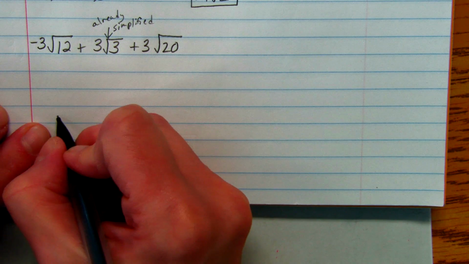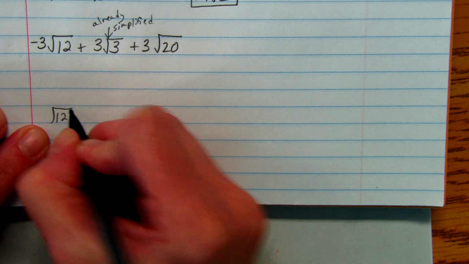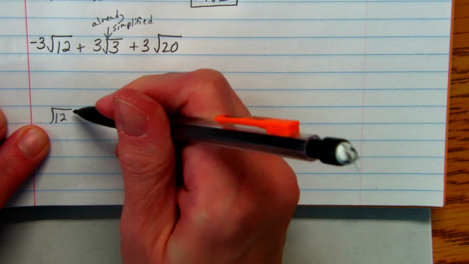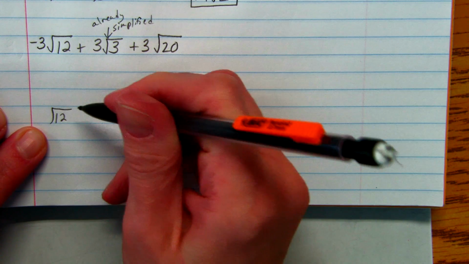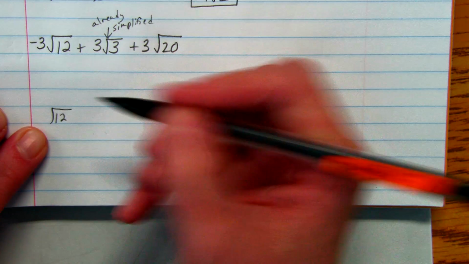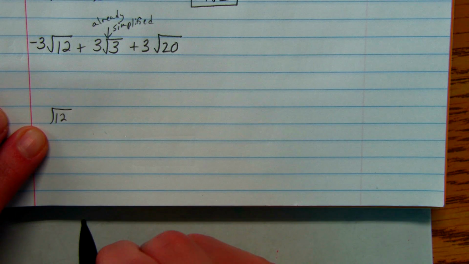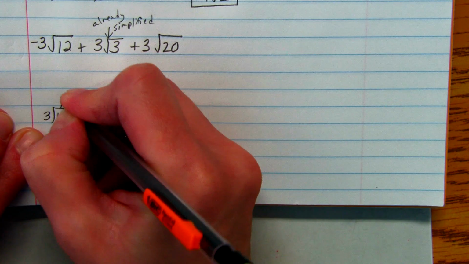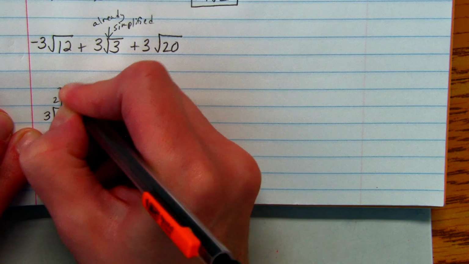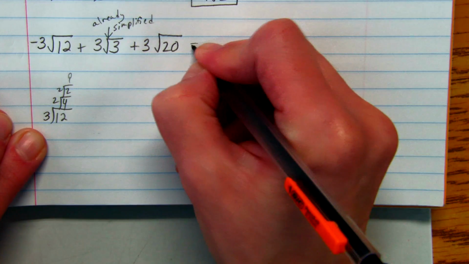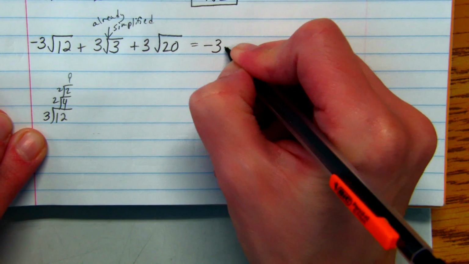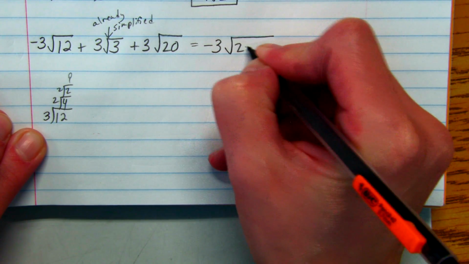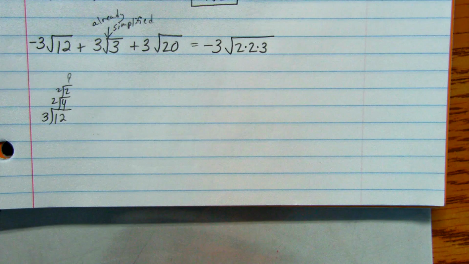So I'm just going to come over here and birthday cake the 12. Find the prime factorization of 12 is the more precise way to say that. So what goes into 12 that I can divide? 6 isn't prime. 3 is the next. 3 goes in 4 times. 2, 2, 2, 1. So negative 3 is still out there, and then I'm going to have the square root of 2 times 2 times 3.